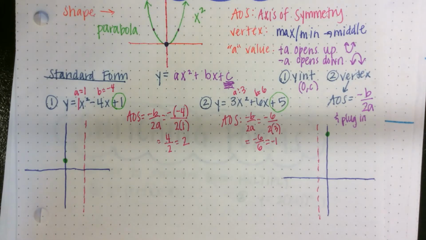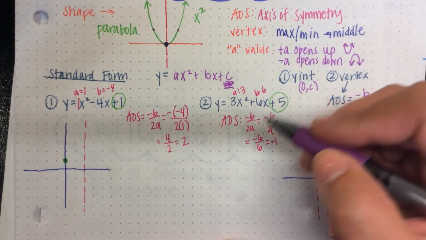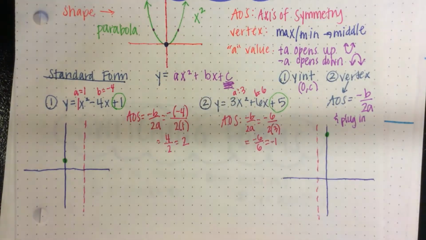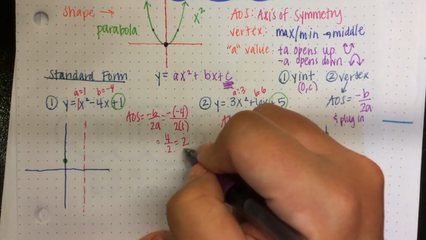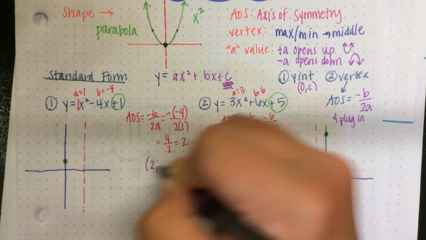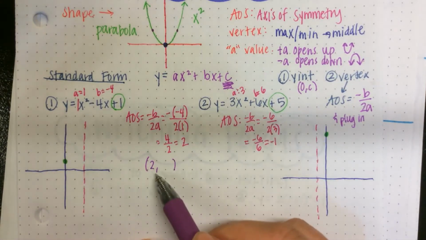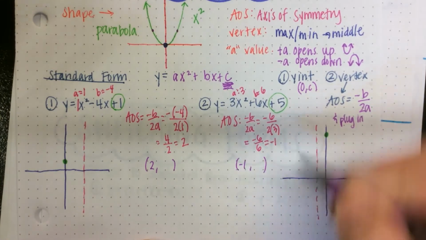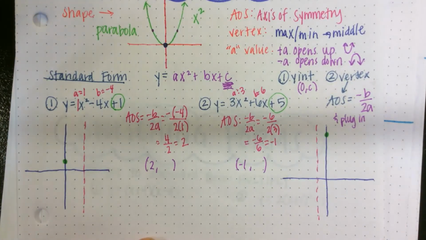So to find the vertex, let's get a different color. We'll go purple. All right, so the vertex I know is on this dotted line for both of these. So to find the vertex, I'm going to take the 2 and plug it in. My vertex is going to be 2 comma something. The x value is always the axis of symmetry. So over here it's going to be negative 1 comma something. To find the something, we plug in.